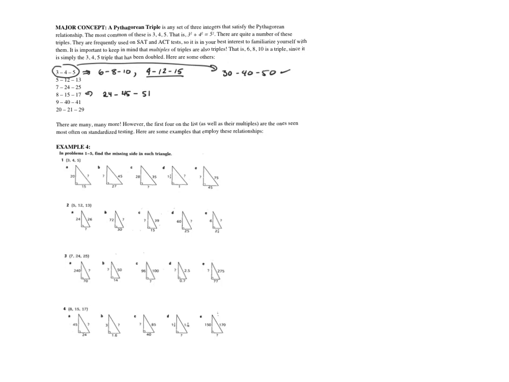So this example 4 here says problems 1 through 5, but there are only 4 of them listed here. They are just using multiples of the 3, 4, 5, the 5, 12, 13, the 7, 24, 25, and the 8, 15, 17. So I'm going to leave you to do those on your own, where in each example, they're leaving you with one question mark.